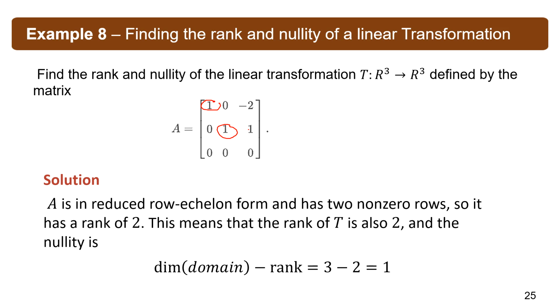So if there are n columns, the dimension of the domain, which is 3 since it is 3 by 3, minus the rank, which we got from the number of leading ones in the columns, gives you the nullity, the one that is not included.